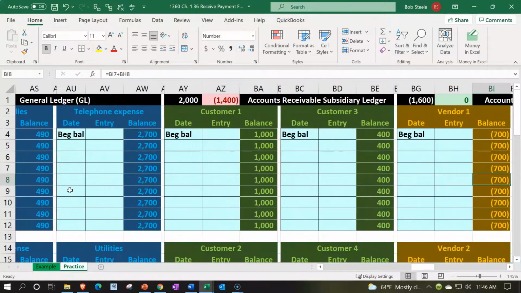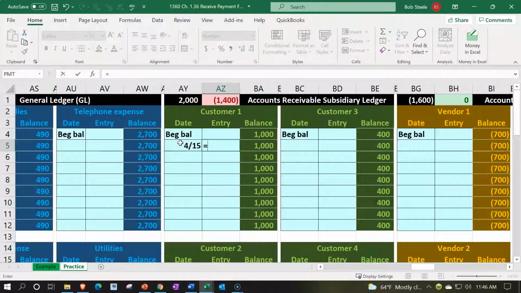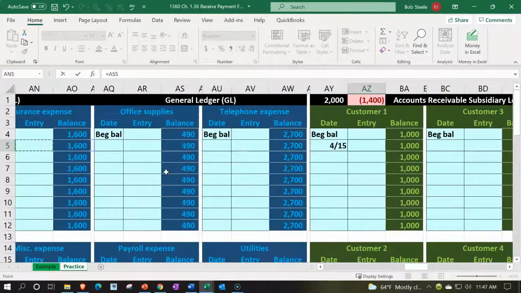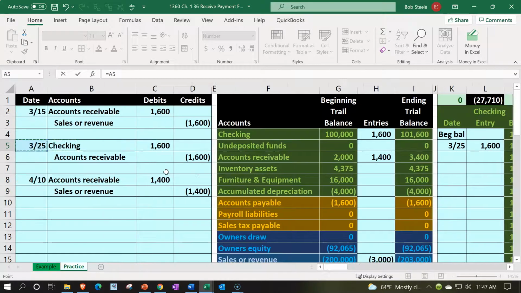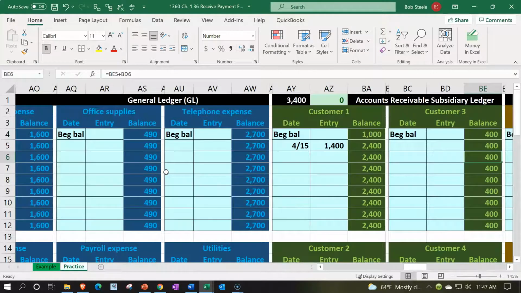So all the way to the right. Let's say this happened for customer 1 this time on 4/15. They already owe us $1,000. Whatever. AZ5. We shouldn't sell them anything else till they pay us, I feel like. So there's the 1,400. So now it increased from 1,000 by 1,400 to 2,400.